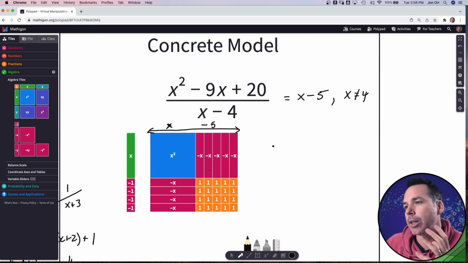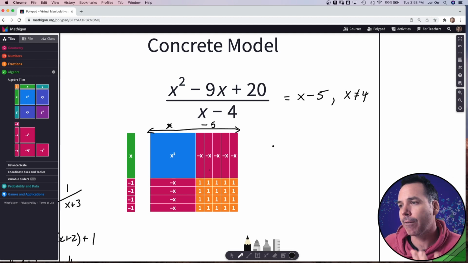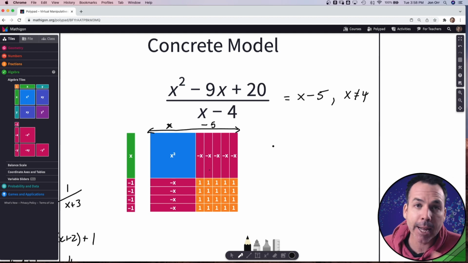And so you can start to build that rectangle, but the counting up strategy is still there, because when you make that first column, you say, look, I got x groups of x, but I also have 4 groups of negative x. I've used up negative 4x of my negative 9x.